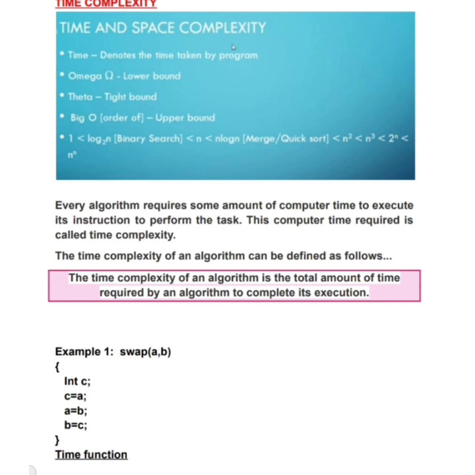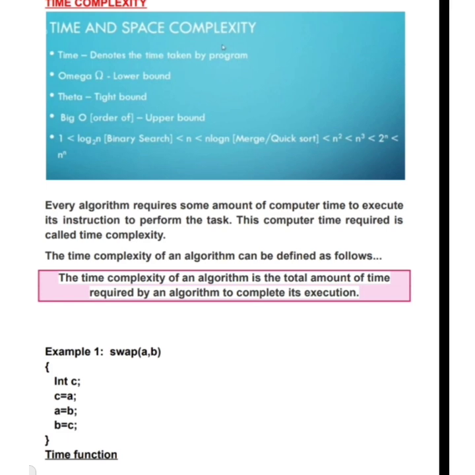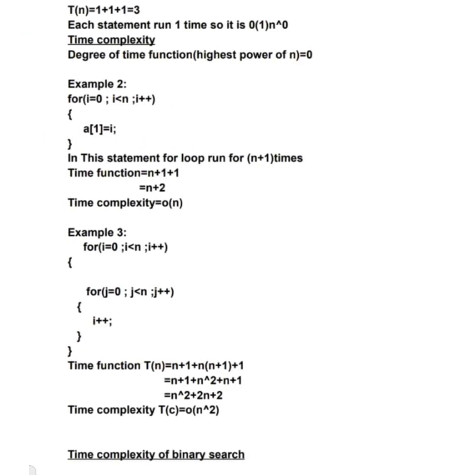First we have to find the time function, then only we can find the time complexity. Time function means how many times each statement will run. Here it will run for 1 plus 1 plus 1, so 3 times. Each statement runs one time, so it is order of 1, that is n power 0. Here there is no n, so n power 0.